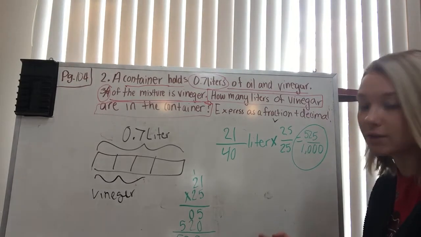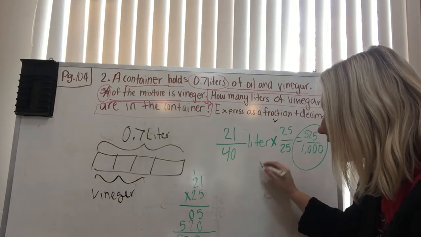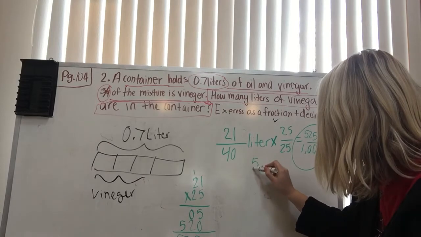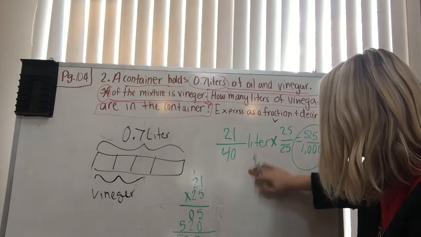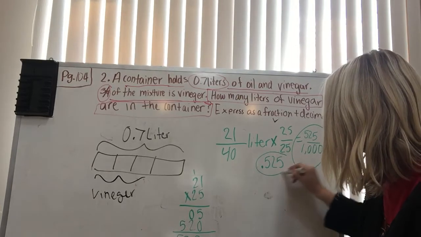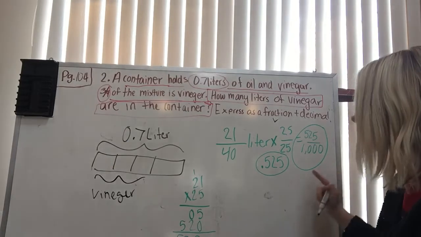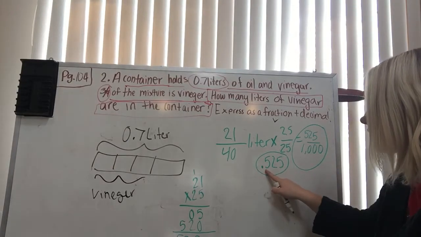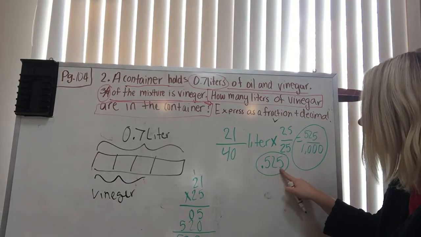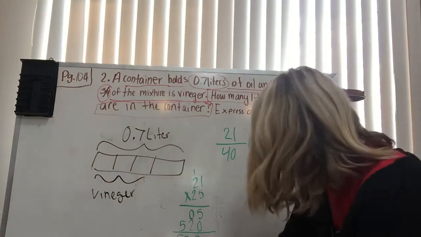So now we have to express that as a decimal. 525 thousandths, because I'm going to start from the right-hand side and read it this way. So this is in the tenths, hundredths, thousandths place. So 525 thousandths. And now I just have to write my sentence.